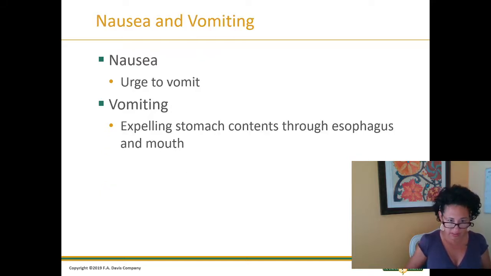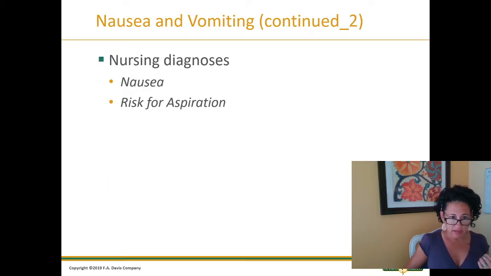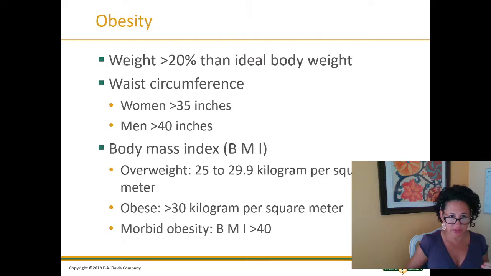Okay, nausea and vomiting. Therapeutic interventions: protect their airway from aspiration, and medications that we can give them. Make sure you're aware of what types of medications can be given for nausea and vomiting. We have an NG tube, we can keep them hydrated that way. And then clear liquids, if it's PO, clear liquids and dry toast. You can use nausea and risk for aspiration for your nursing diagnosis.